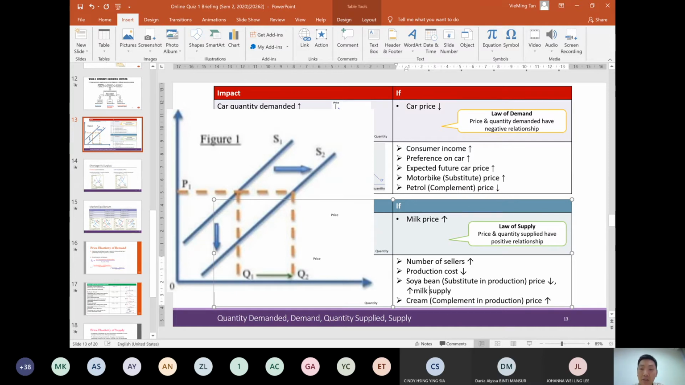So let's say now, if the cream price is increasing, that means the supplier will produce more cream because it's more profitable now. So in order to produce more cream, the supplier also has to produce more milk, right? In order to increase the supply for cream. So this will shift the supply of milk to the right hand side as well. So these are the factors.